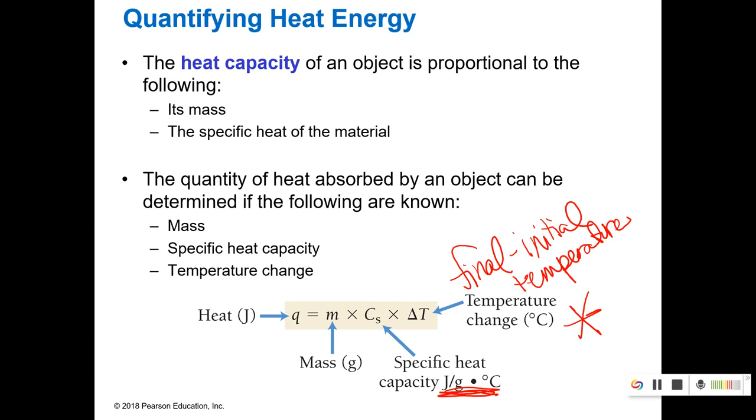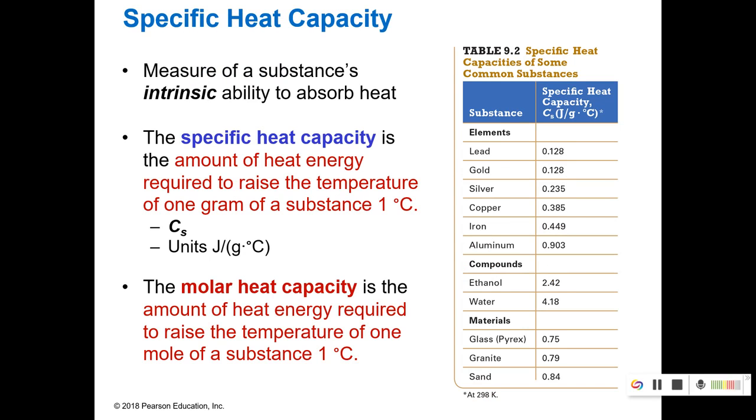And heat will be measured in joules, capital J. So here's a list of specific heat capacities. I would suggest you have this available when you do the homework and when you do the test because they don't always give them to you. Okay, and that specific heat capacity is the amount of energy needed to raise the temperature of 1 gram, 1 degree Celsius. And then the molar heat capacity is the same thing, but instead of grams, it's per mole.